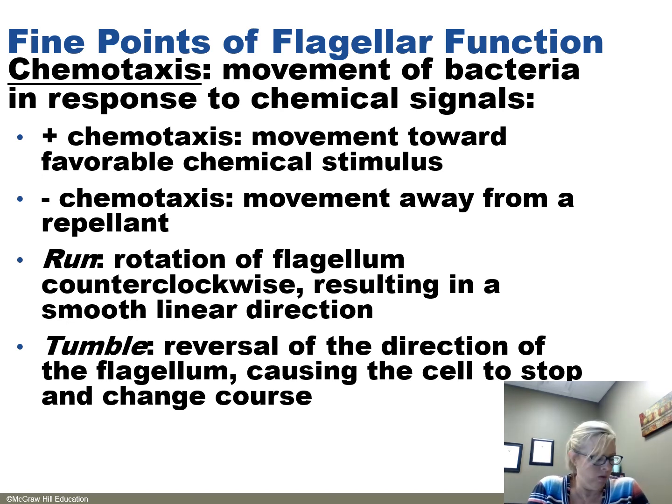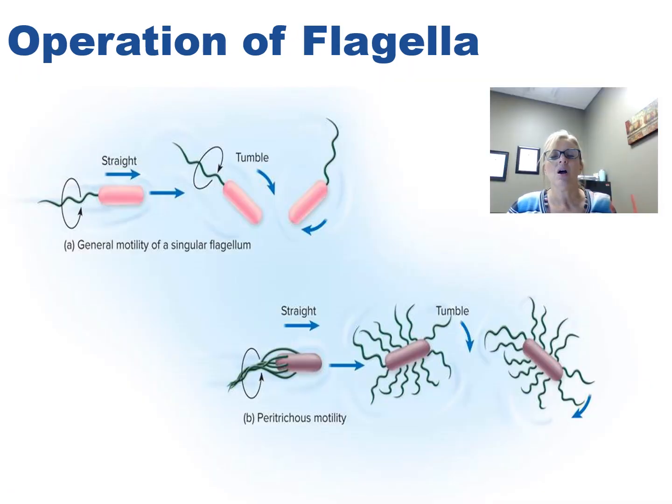So a run is when the flagella rotate counterclockwise and the cell moves in a straight direction. When they tumble, they reverse the direction of rotation, and that causes the cell to move in a different direction. Okay, so here are those runs and tumbles that I was talking about.